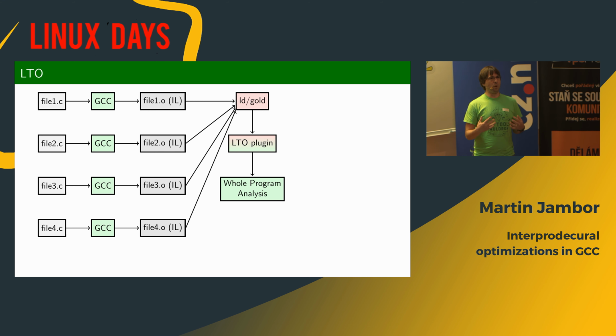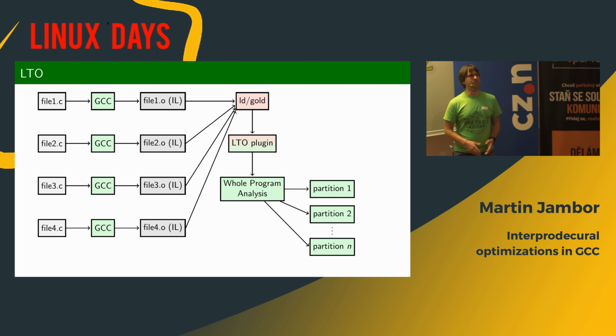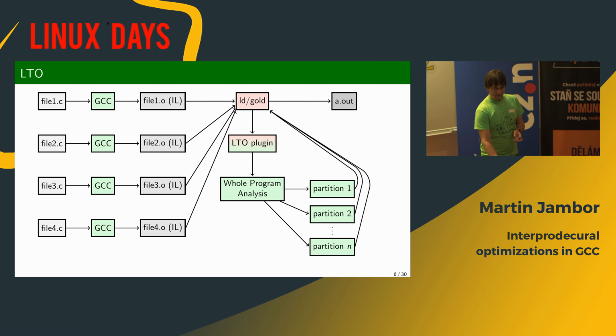But then we do not want to do the rest of the optimization in a serial phase. So we partition the program into various partitions, which may or may not resemble how you originally divided your project into compilation units. And these partitions are then optimized independently, and the final assembly is generated for them. When the assembler assembles them, they are run through the linker again, and you arrive at your final binary, which is or should be much better optimized and much smaller even.